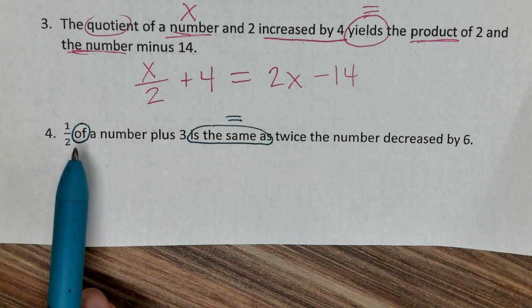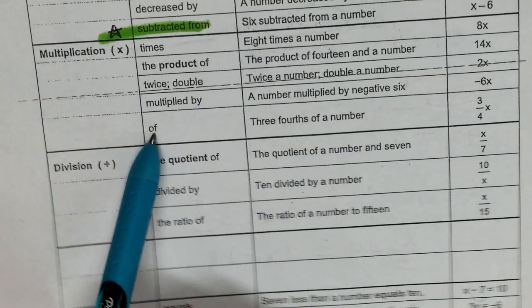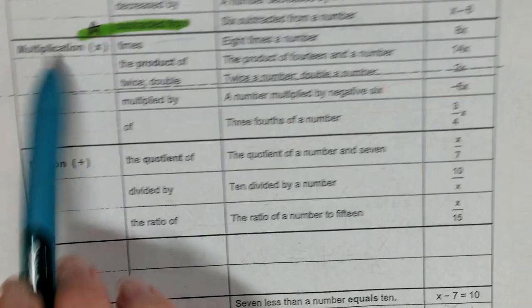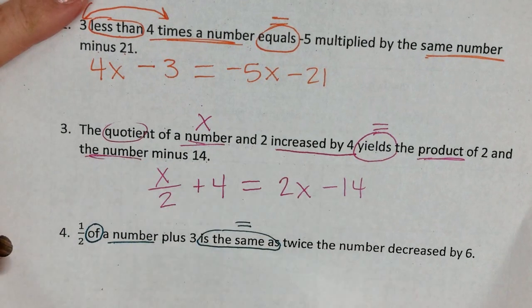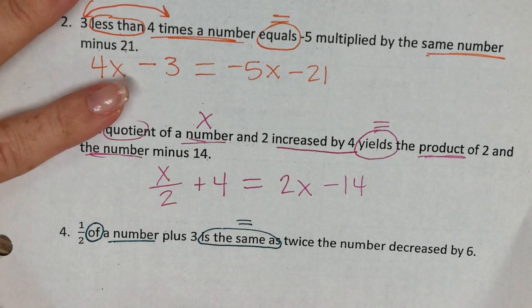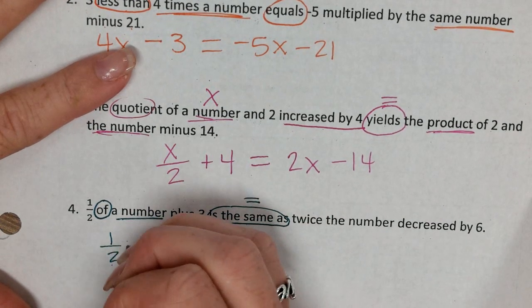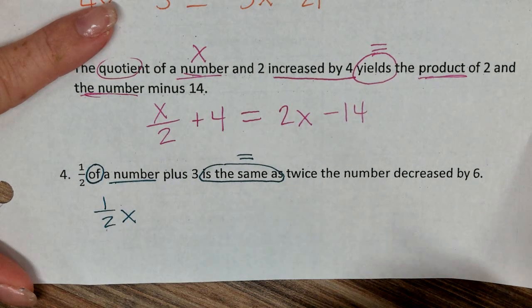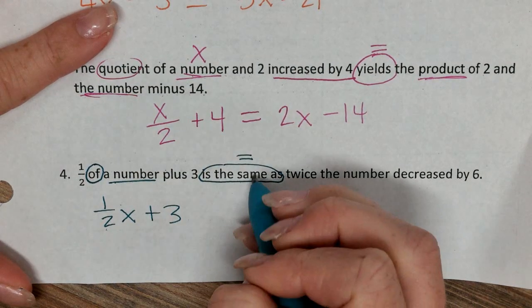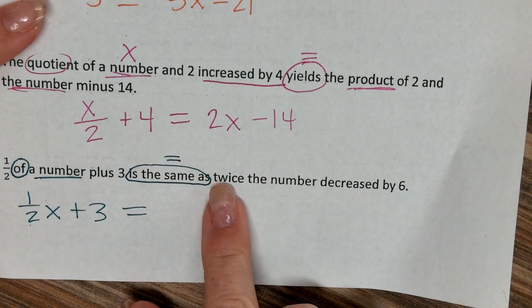Where did y'all find of on the back of the paper? Right here. Of means multiply. So I'm going to multiply 1/2 and a number. What do we call a number? X. So how would I write that? 1/2 x. Plus 3. That's common sense. Equals. Now I want you to do the right side.